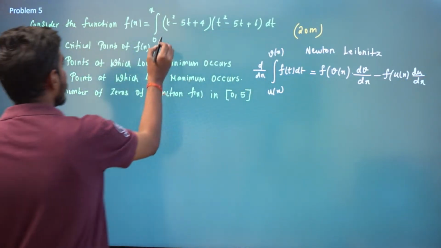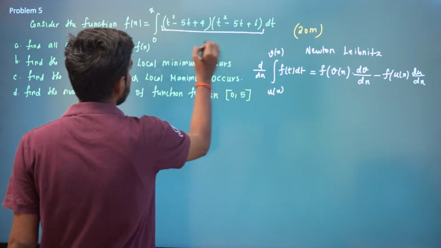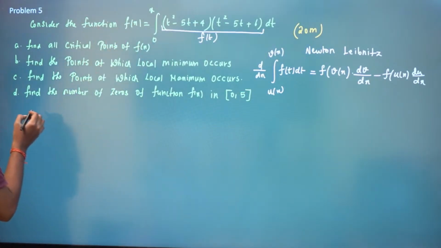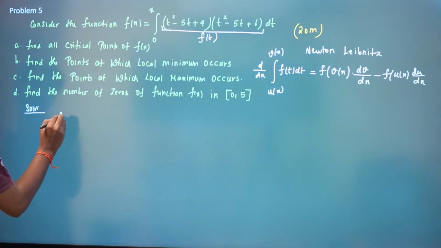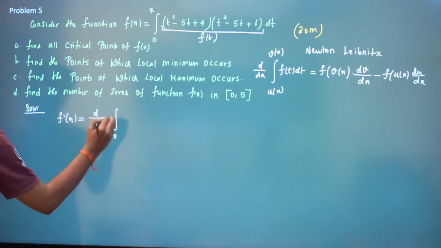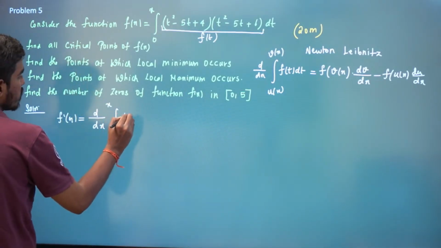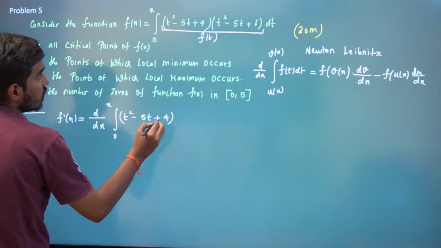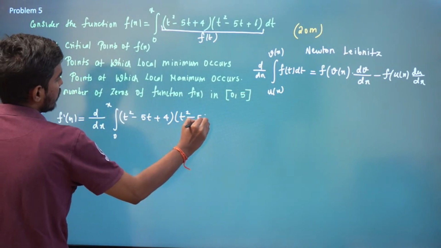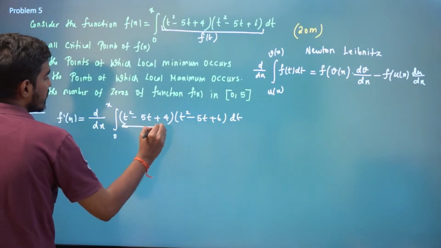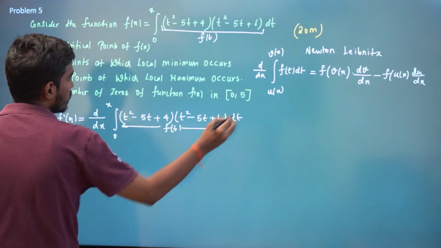So here we have this as a function of t, right? I'm going to differentiate both sides. So we have f dash of x equal to d by dx of the integration of 0 to x of t square minus 5t plus 4, times t square minus 5t plus 6 dt. I'm just applying this formula.